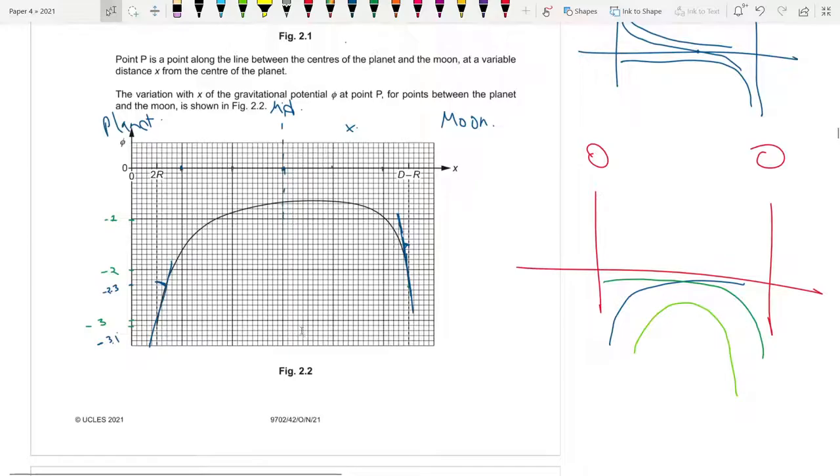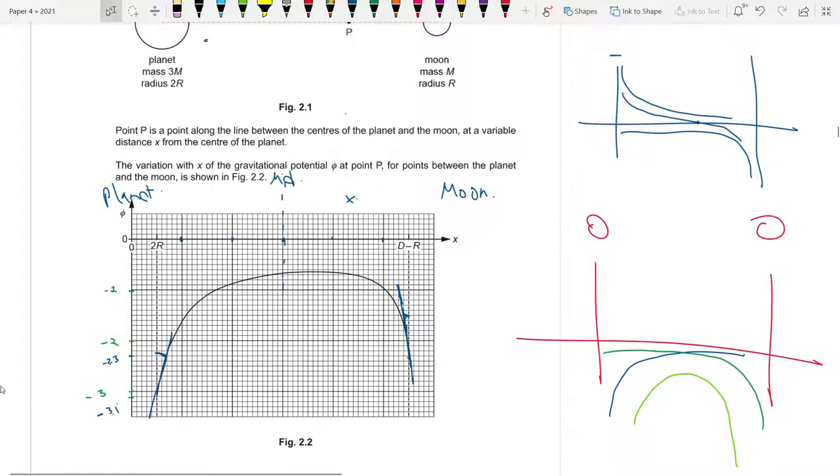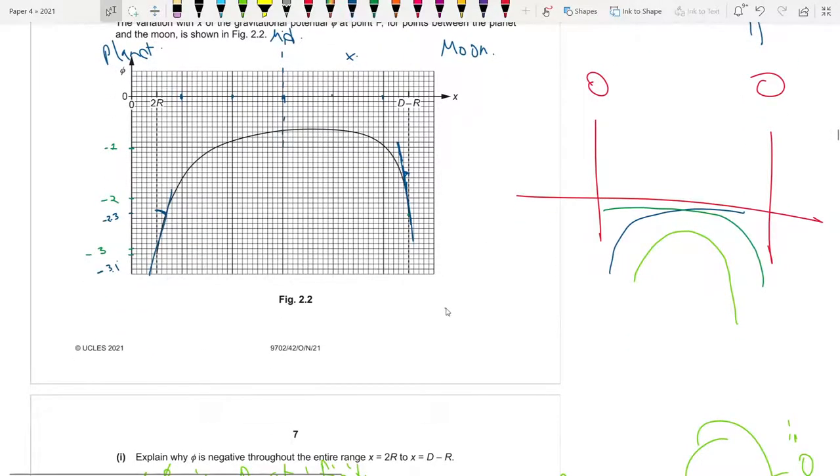Next, the magnitude of potential actually varies inversely with distance from center near the spheres. That's the property of potential. Phi is equal to minus GM by r. Since mass is relatively constant, G is also a constant, it actually varies inversely with r. Okay, remember that. This is what we're seeing.